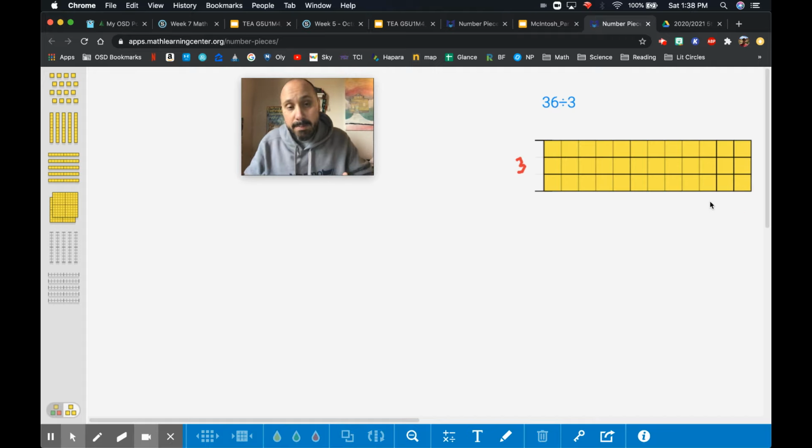Now, when we do have a remainder, this will give you a really good visual of how many we have remaining and what we can do with that remainder. But we don't have a remainder. So now I just need to fill in my top dimension.